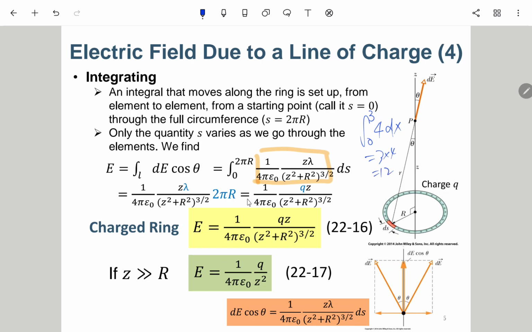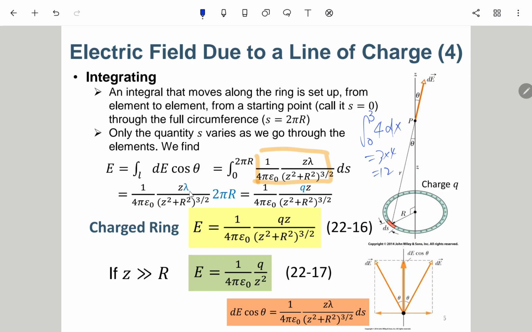Similarly for this case, the integration of the constant will be like this: we just put the constant here, and then 2 pi r minus 0 is 2 pi r, so we just put this 2 pi r here. So nothing special.